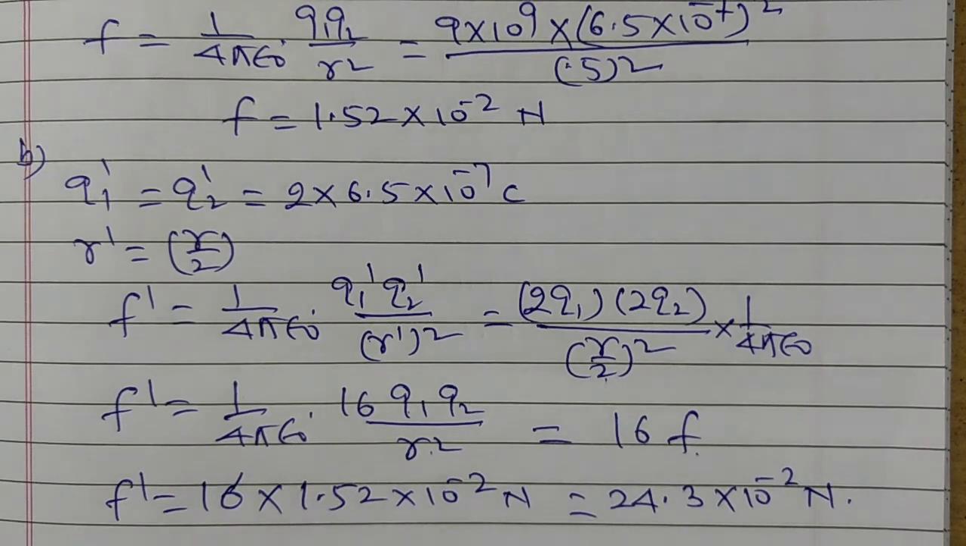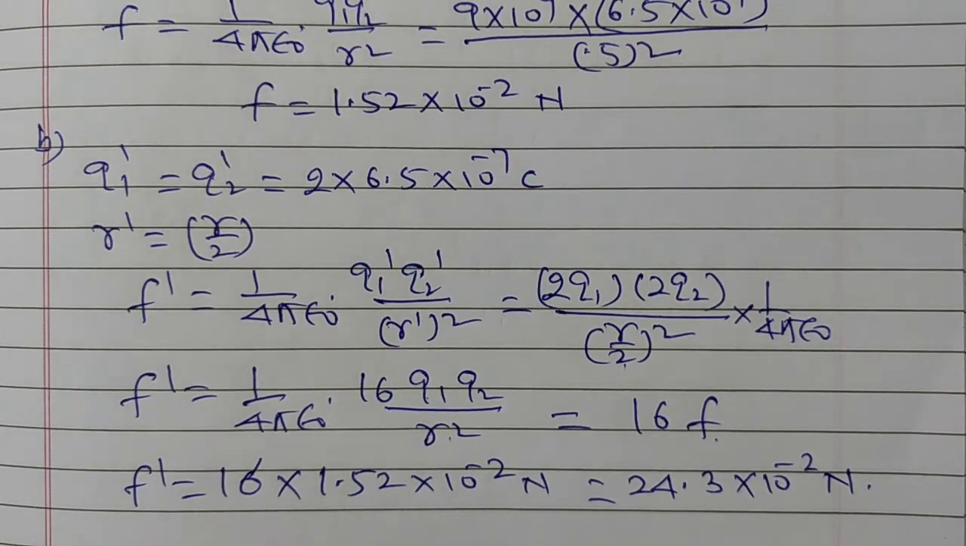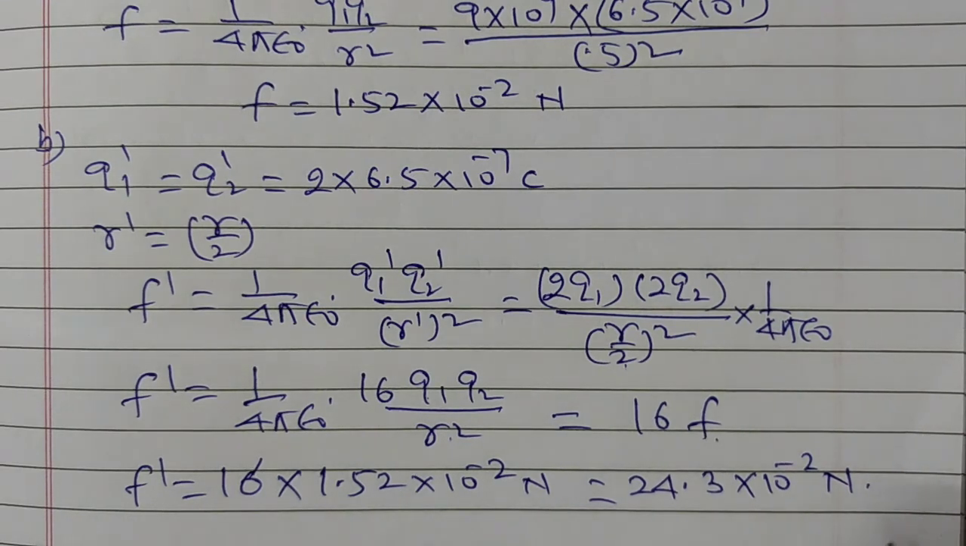दोनों के बीच का सेपरेशन हमने आधा कर दिया, चार्ज को डबल कर दिया, तो फोर्स हमारा 16 टाइम हो जाता है, इनिशियल फोर्स का 16 टाइम. तो दिस इज द आंसर ऑफ दिस प्रॉब्लम.